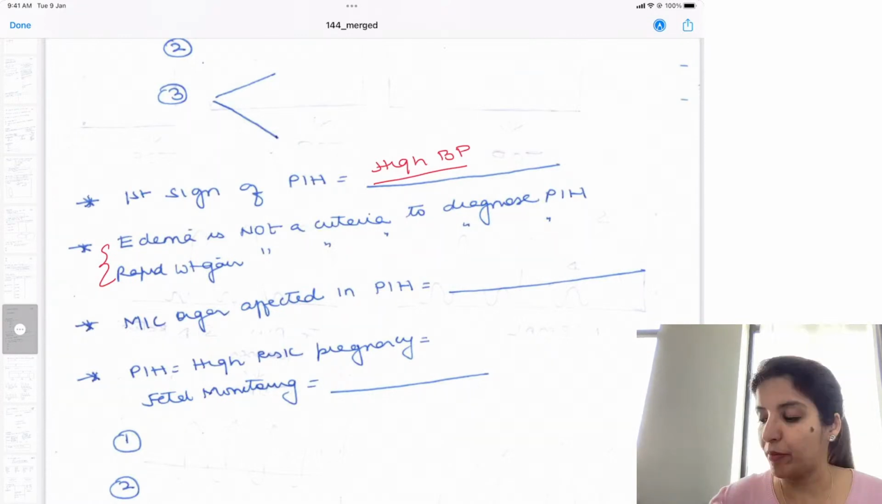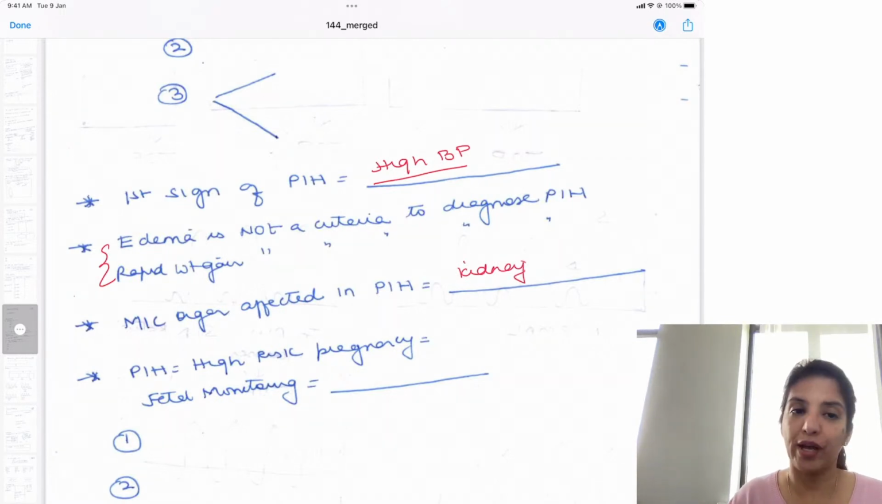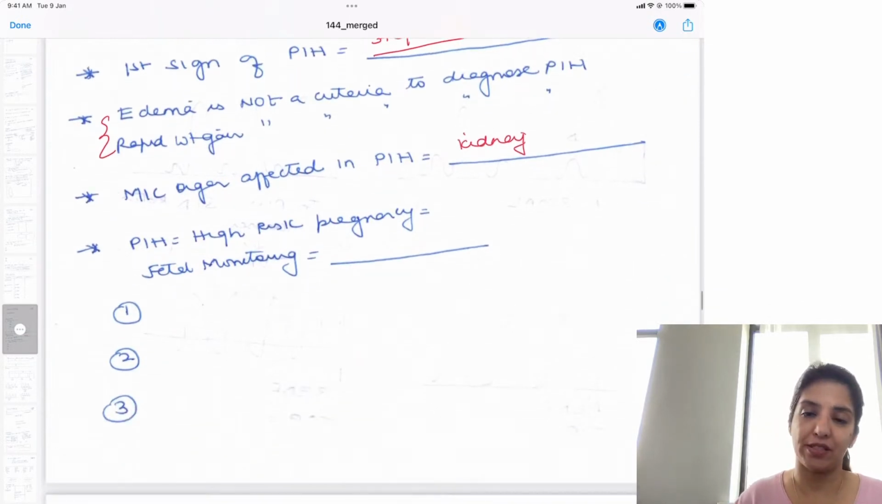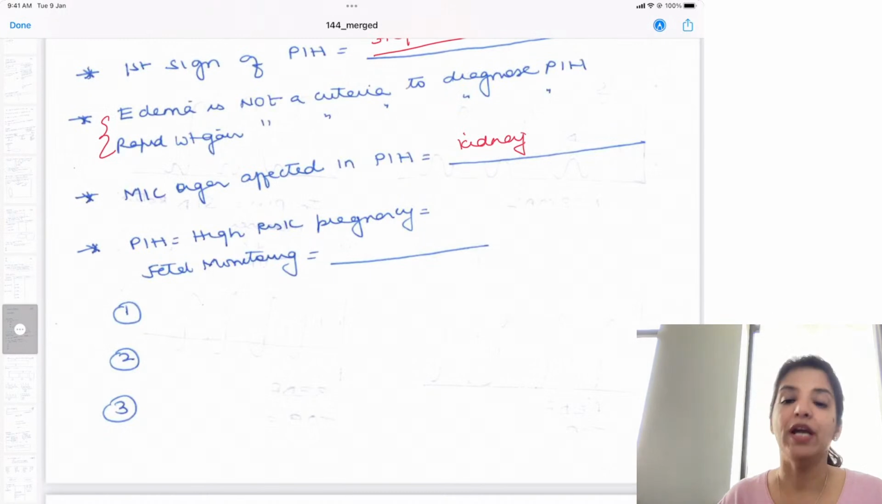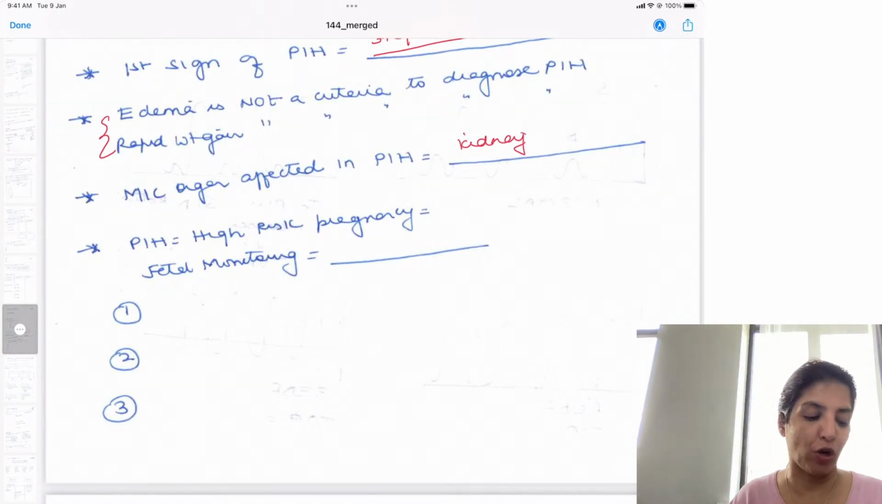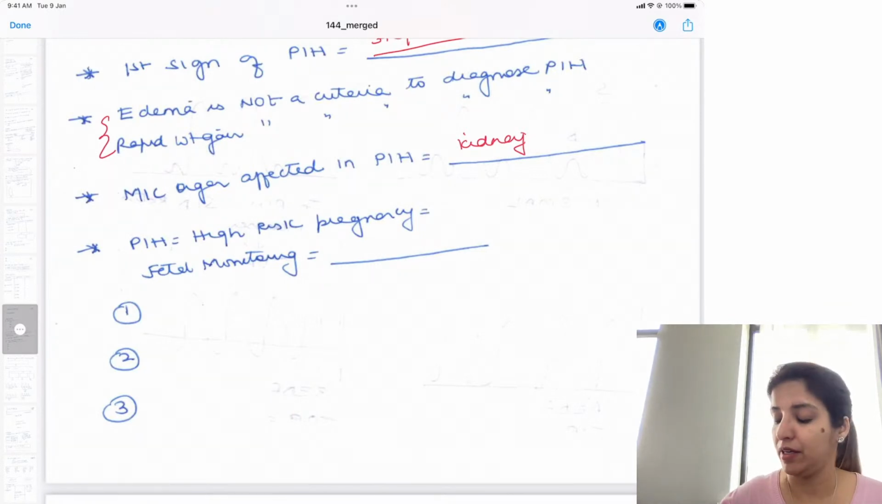What is the most common organ affected in PIH? Kidney, right? Now, PIH is a high risk pregnancy, and if you remember, since the last 2 days I have been telling you that whenever we have a high risk pregnancy, you have to do fetal monitoring. And from which week will we start fetal monitoring?